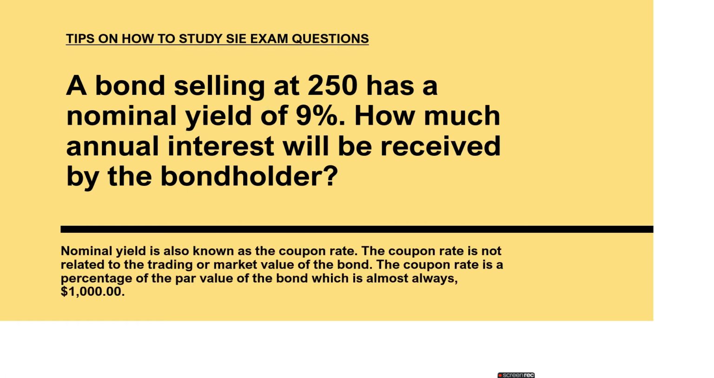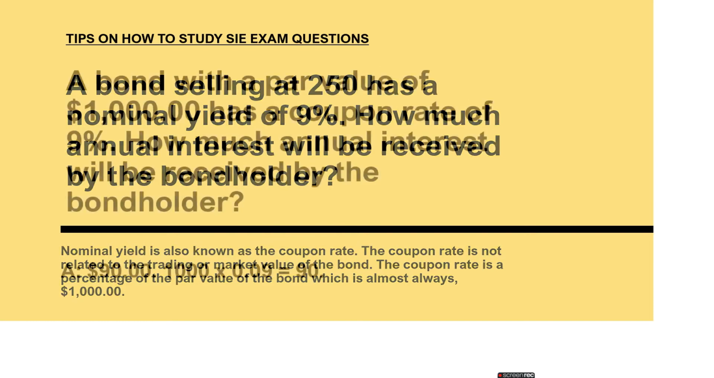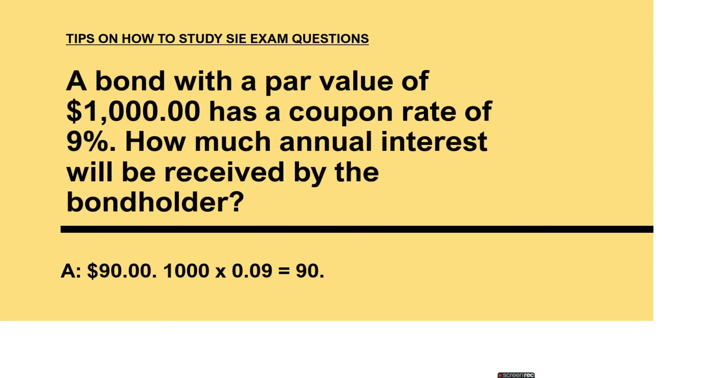As we see here, the nominal yield is also known as the coupon rate. The coupon rate is not related to the trading or market value of the bond. The coupon rate is a percentage of the par value of the bond, which is almost always $1,000, unless otherwise stated. So when you reinterpret this question, the question actually looks like this.